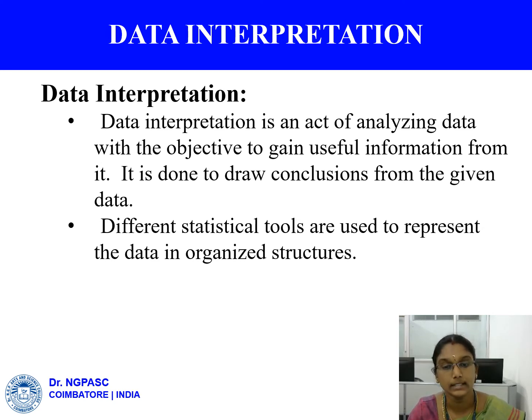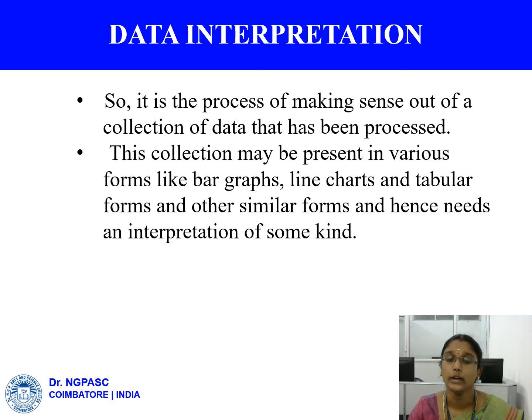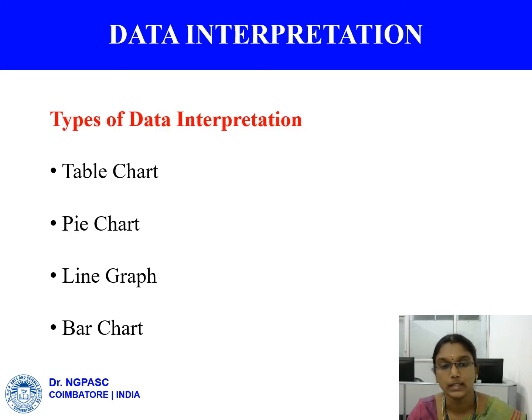Different statistical tools are used to represent the data in organized structures. It is the process of making sense out of a collection of data that has been processed. This collection may be present in various forms like bar graphs, line charts, tabular forms and other similar forms, hence it needs an interpretation of some kind. So these are the types of data interpretation: first table chart, then pie chart, then line graph, and then bar chart.